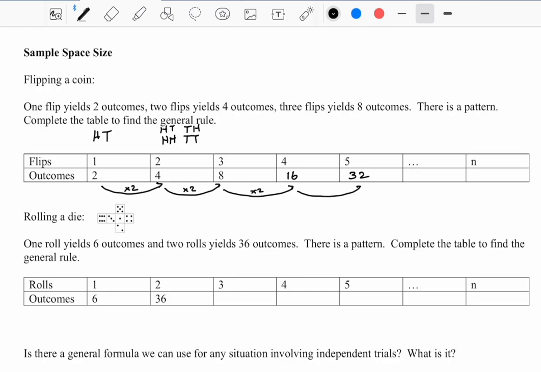To get a 2, we had 2 outcomes for a single flip of the coin. If I take that 2 and raise it to the first power, that'll give me a 2. 2 raised to the power of 2 will give me a 4. 2 raised to the power of 3 will give me an 8. So what we're getting at here is we have the number of outcomes per trial, and we raise that to the number of trials.